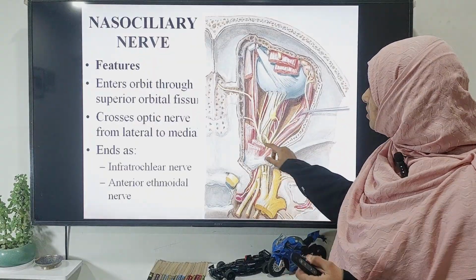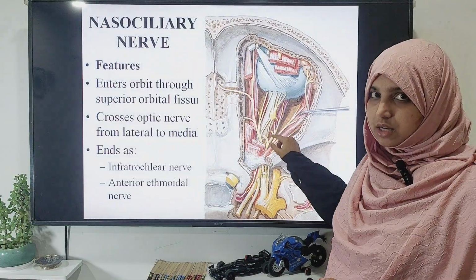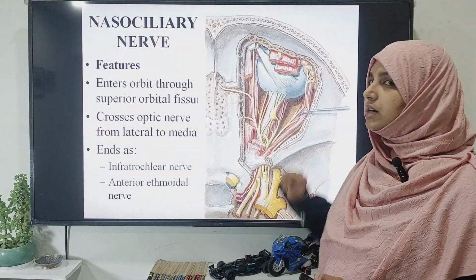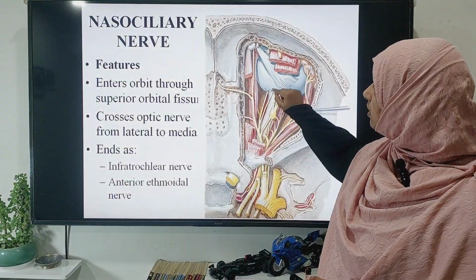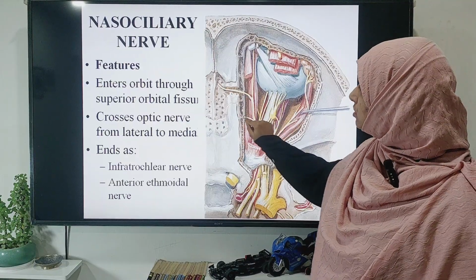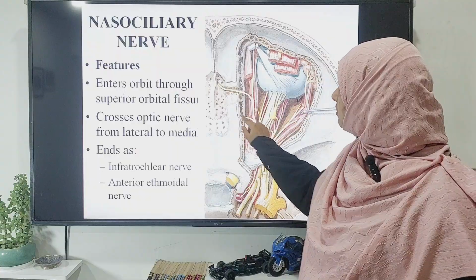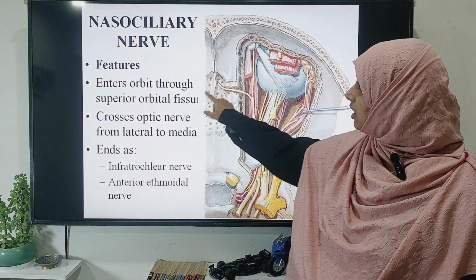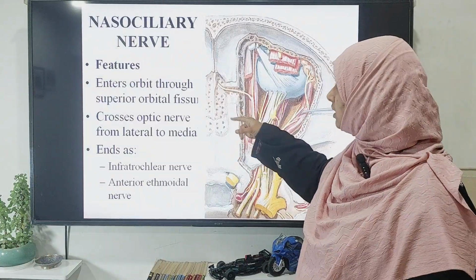Okay. So when it is crossing, it is going to give rise to certain communicating branches. This is the ciliary ganglion. Okay. Then we are going to have some long posterior ciliary branches, and then it is again going to give rise to some ethmoidal branches. I told you here are the ethmoidal bones. So some branches for the ethmoidal bones and ethmoidal air cells.